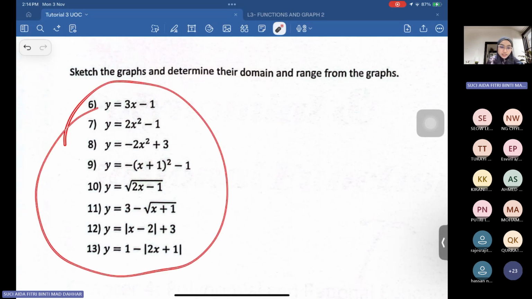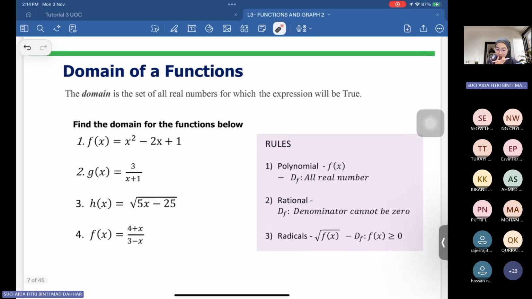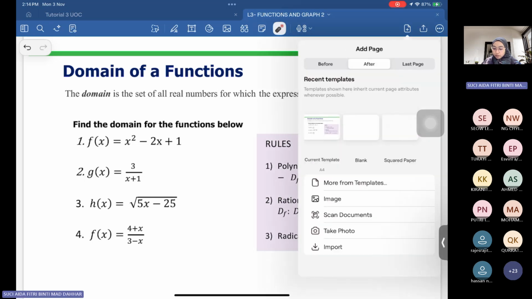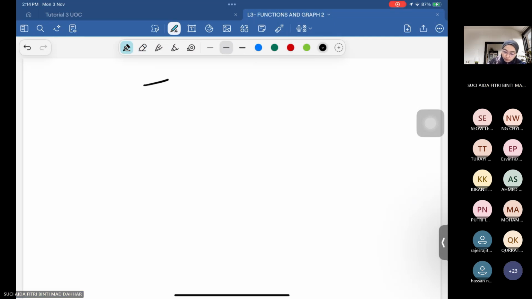So before we go through the questions from the tutorial, let's recall back from the slide. Here we have 4 different functions with some transformation. We're going to sketch each one of them to determine the domain and the range. Before that, let's recall very quickly the general rule involving transformation of graph.